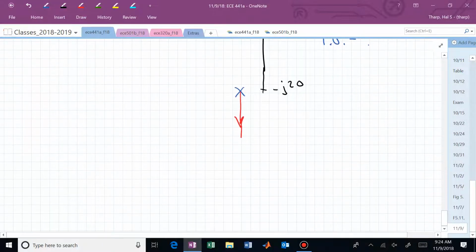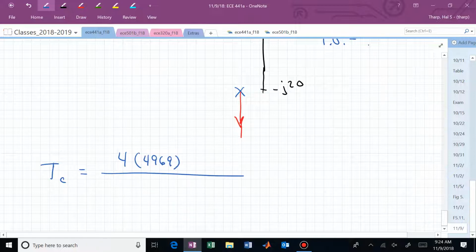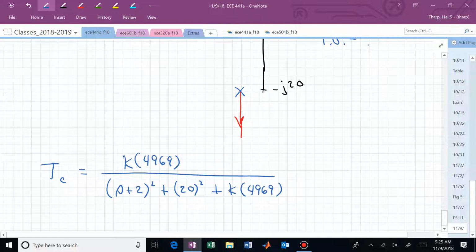So let's look at what we can maybe do here. Here's T sub C. For our particular case, this will end up being something like, there's the numerator. Whoops. That's supposed to be a k. It looked kind of like a 4 to me, but this is now (s plus 2) squared plus 20 squared plus k times 496.9. That's now the closed loop transfer function.